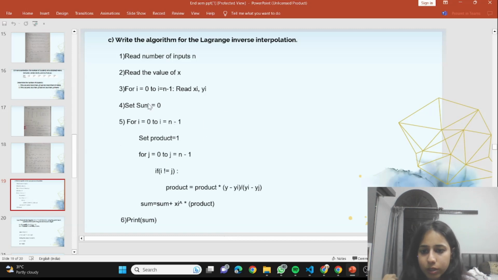Guys, this is a loop. So we will set the product equal to 1, and for j equal to 0 to j equal to n minus 1, if i is not equal to j, product is equal to product into y minus yj upon yi minus yj, and sum equal to sum plus xi into product, and at last we will print sum.